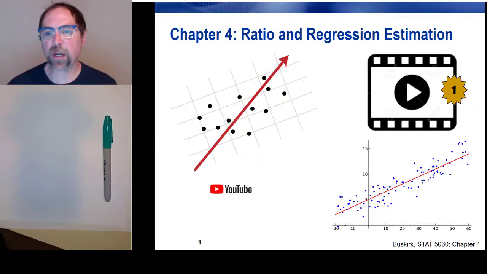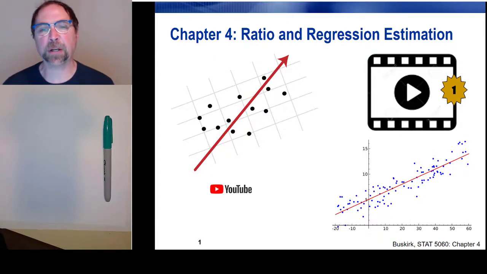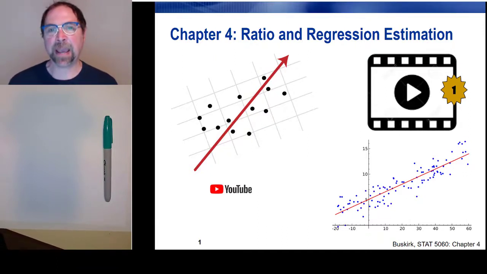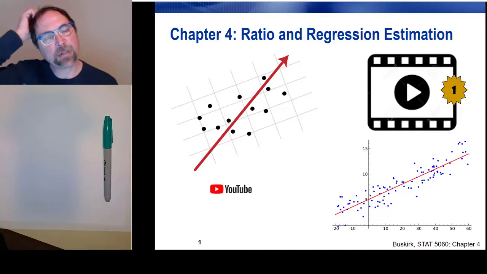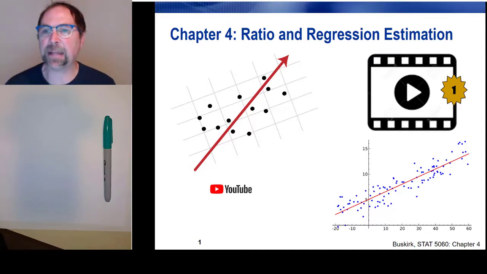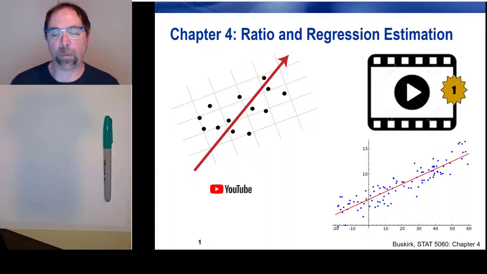We will start this chapter with attention to simple random sampling without replacement. So we're going to go back in time to chapter 2, when we were dealing with simple random samples without replacement, introduce the concept of ratio and regression estimation, and then as we get through the chapter, we'll go back to the stratified sampling scenarios where we will apply the ratio and regression estimation.